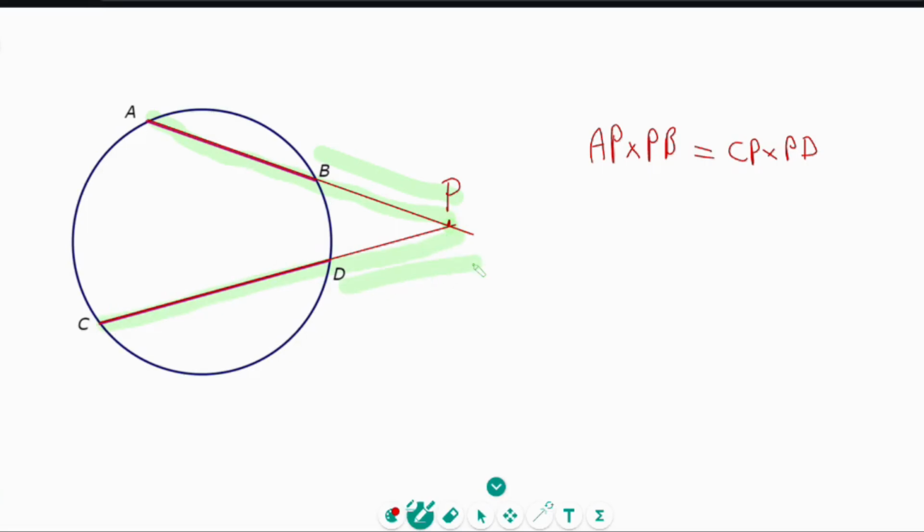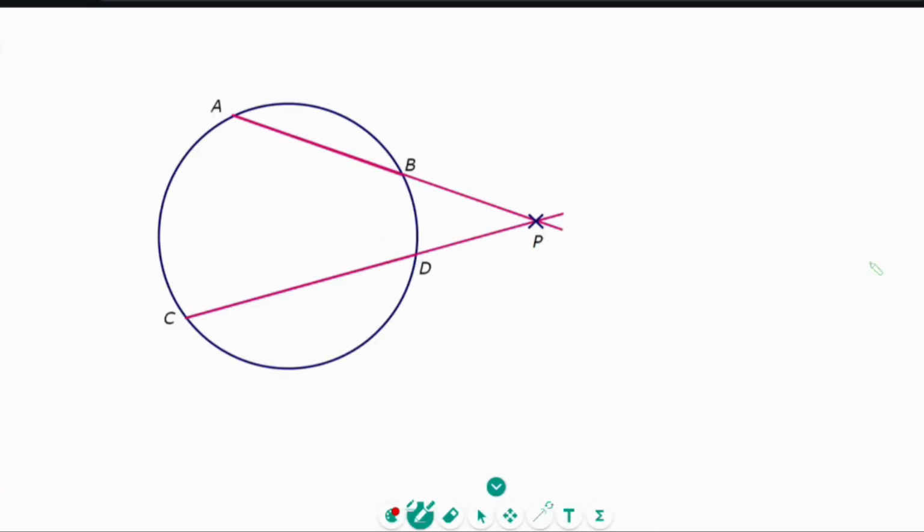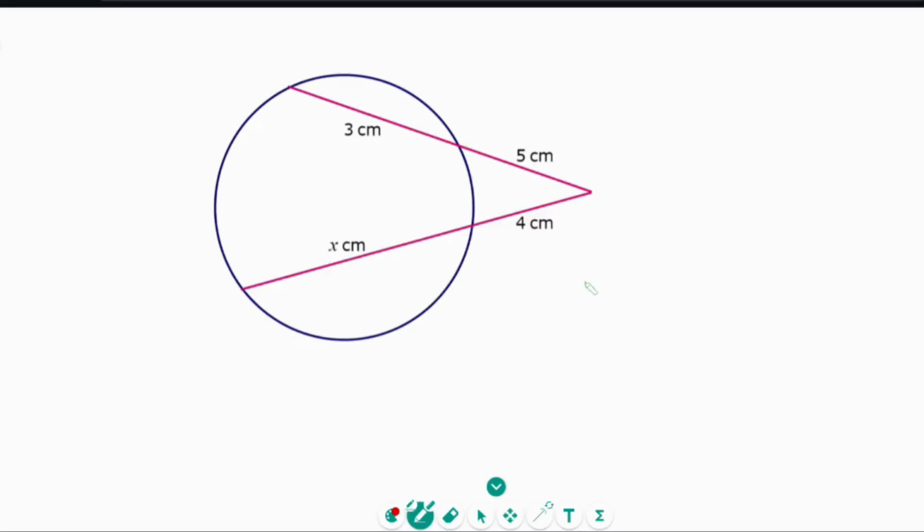But if you always label your intersecting part P and then each side of your chord on your circle A, B, C, D, we can always use that same formula. And here it is again. Let's just apply that. P is where the chords intersect, so they can intersect outside your circle or inside your circle. We'll have AB and we'll have CD. So we know that AP times PB is equal to CP times PD.